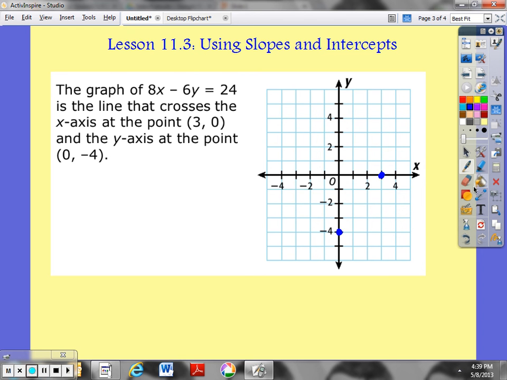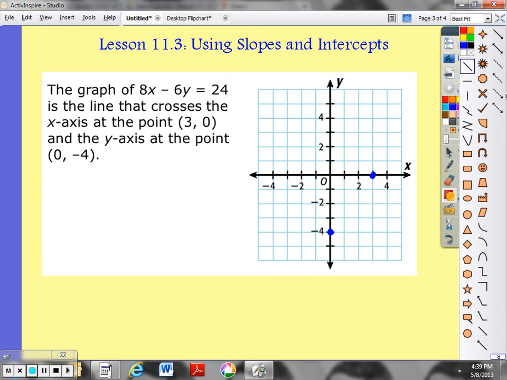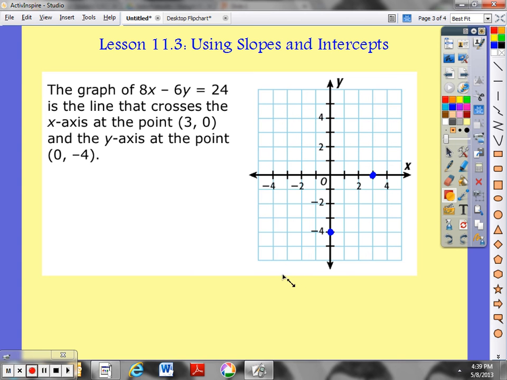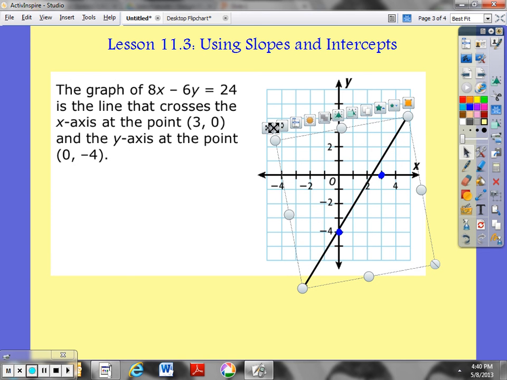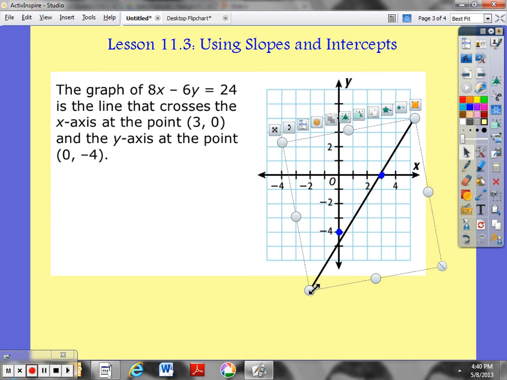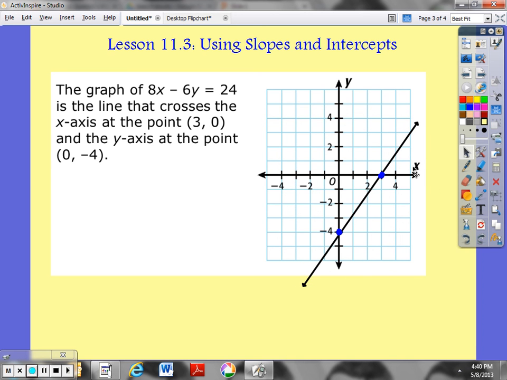And I'm going to graph this line. I'm going to cheat. If I were you, I'd use a ruler to make sure it's a straight line. Or you can maybe use a business card or something like that. So let me just adjust this ruler slightly here. Slide it over. And there we are. I have just graphed 8x minus 6y equals 24, and it has gone through the x-intercept at 3, 0, and it has gone through the y-intercept at 0, negative 4.